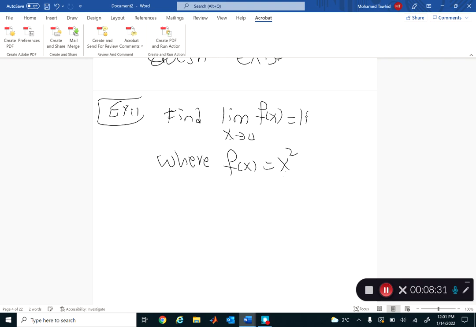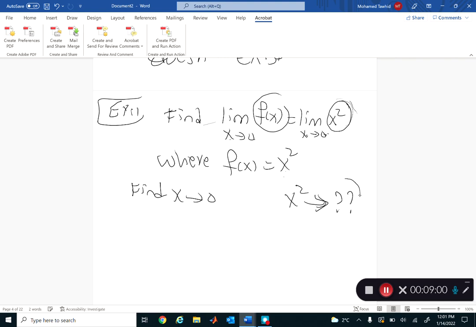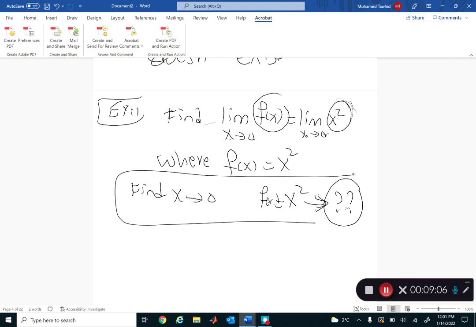So here I could write it like this: limit x close to 0 of x squared. That is my f of x. When x is close to 0, what is x squared close to? Note something here, guys. You could write the question like this, or sometimes we write: find, when x is close to 0, what your f of x close to? Or you can combine it and write it like this: when x is close to 0, your f of x is close to what?